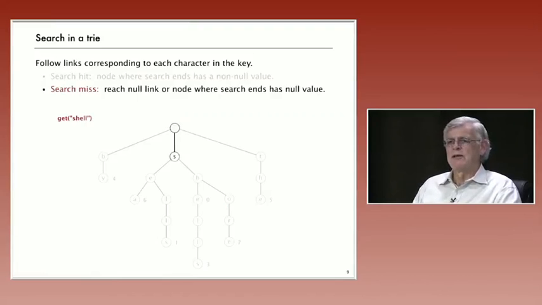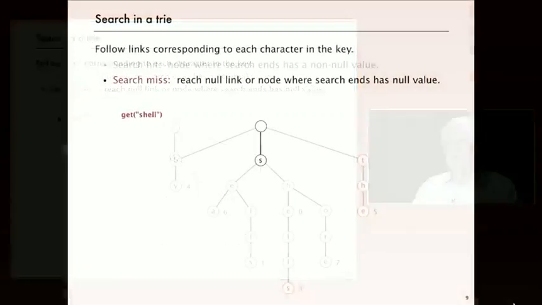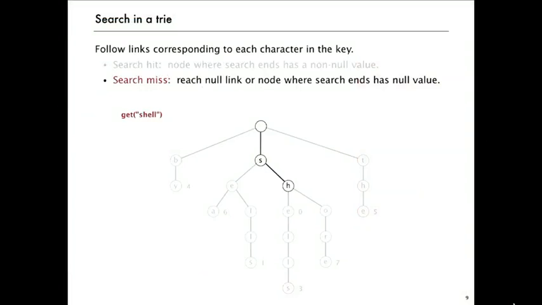Well, there's two cases for a search miss. One of them is we've followed down the tree, picking off the letters in the key one letter at a time as before. And then when we get to the end of the key, we take a look to see if there's a value. In this case, there's no value associated with the last key character. That means there's no key in the data structure that's been associated with a value, so we just return null.